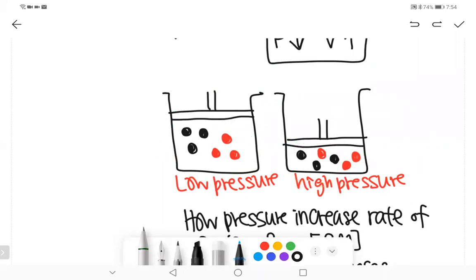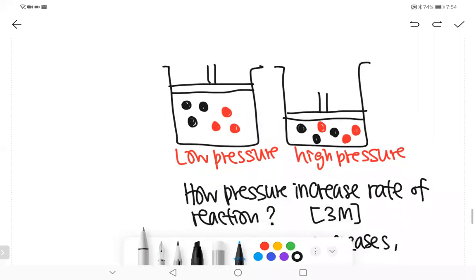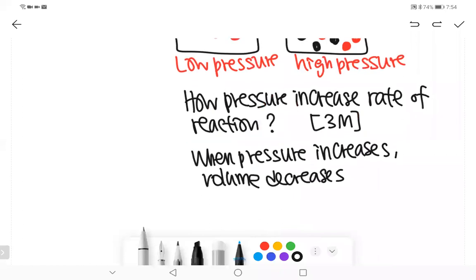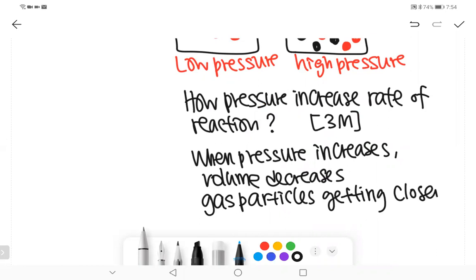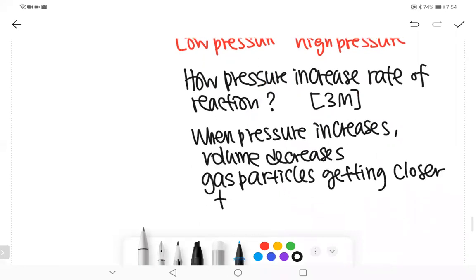When volume decreases, all the 6 particles are very, very close to each other now. So when the pressure increases, volume will decrease. What happens is that you can see the gas particles are getting closer. All the gas particles are getting closer to each other.